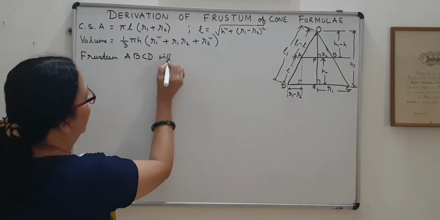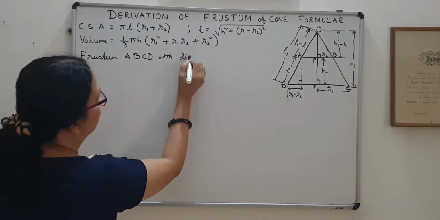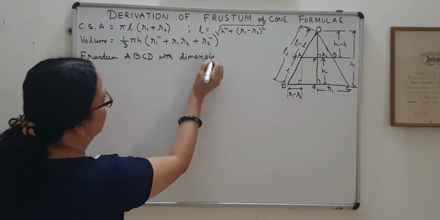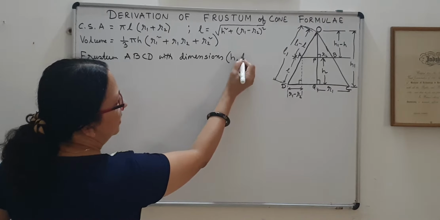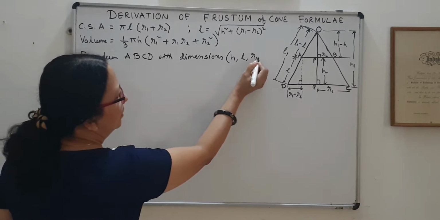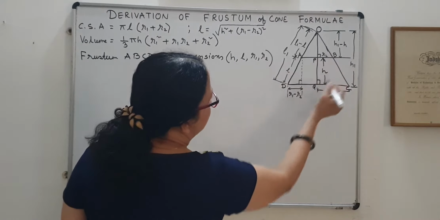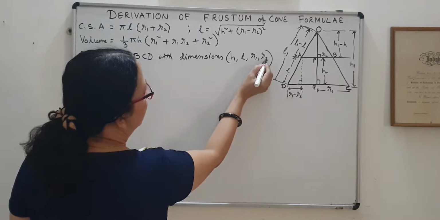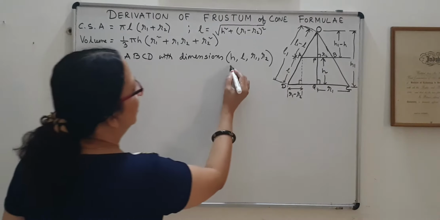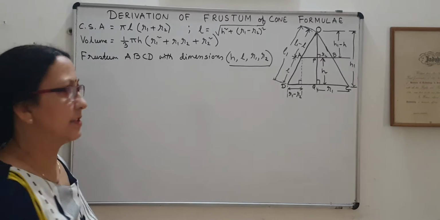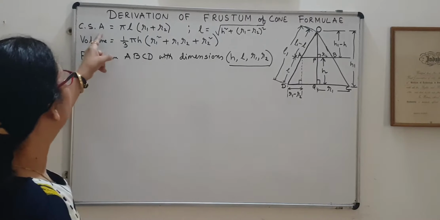with vertical height, or let me read dimensions. That is vertical height H, I have taken slant height L, and the radii of the two circular faces, top face and the bottom face, R1 and R2. R1 is the radius of the bottom face and R2 is the radius of the top face. So these are the dimensions of the frustum of the cone. So first of all we will derive the formula for curved surface area.